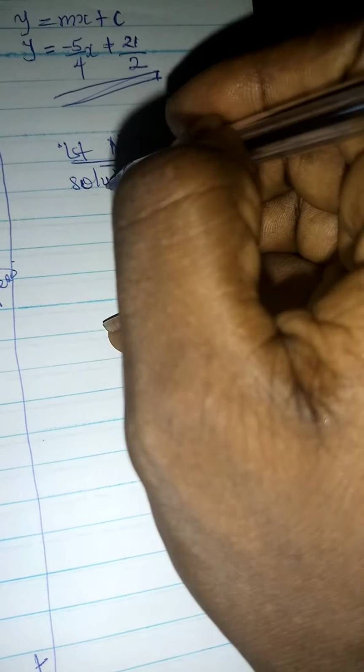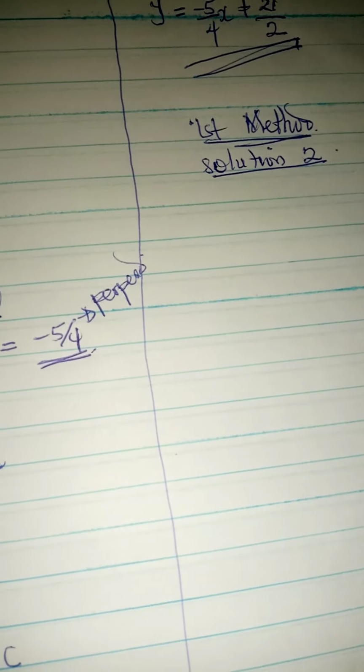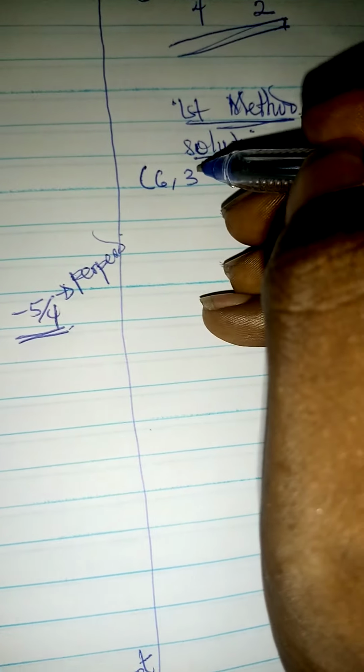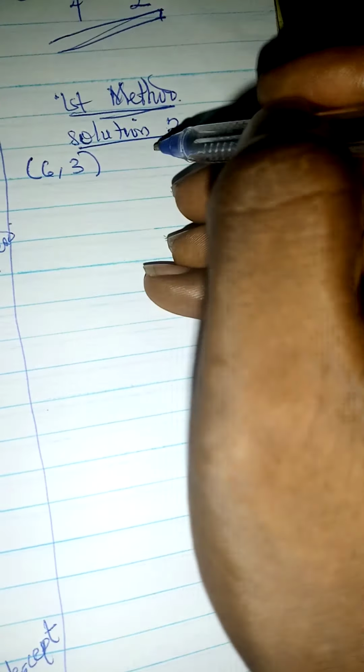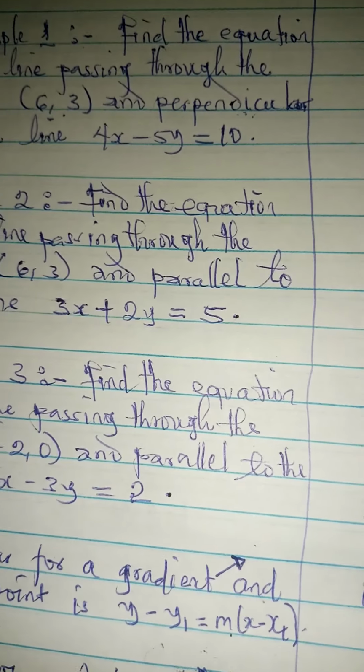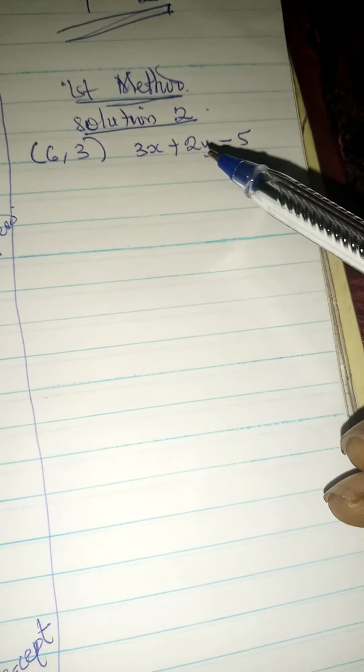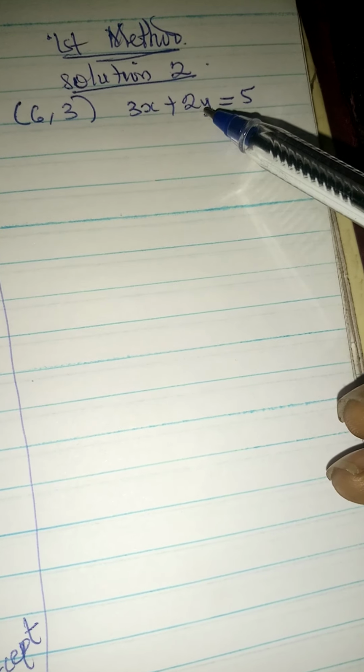For number 2, I'll be making use of the first method, and so we are given the points, same points like that number 1, 6,3, and then what is the equation? The equation this time around is 3x plus 2y equals to 5. So the equation is 3x plus 2y equals to 5. So we need to obtain our y here.